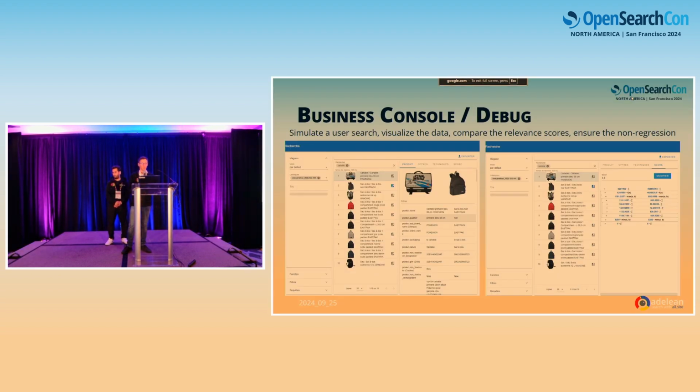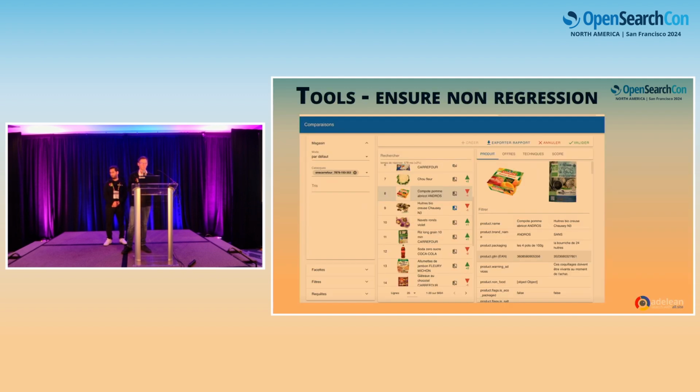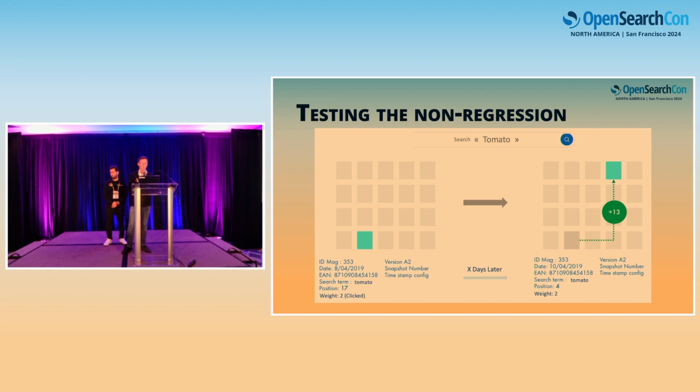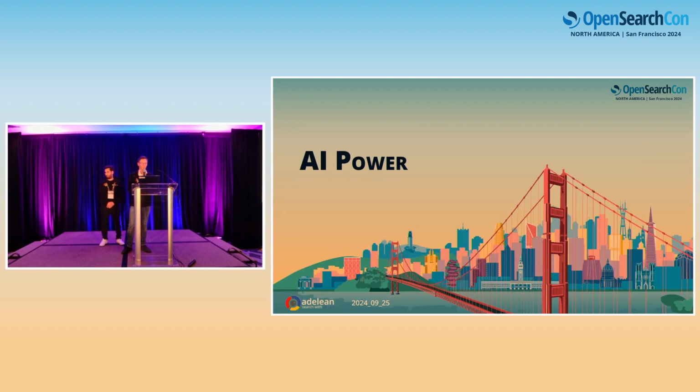Okay, so these are things that we could have in OpenSearch, and maybe one day we'll have them. Things like debugging, configuration, and ensuring non-regression. I introduced here Cupid, which is another tool that's available out there in open source, and that allows you to test the non-regression of your search engine. Very important, because in e-commerce you change the configuration very often, and you have to make sure that you don't break anything.